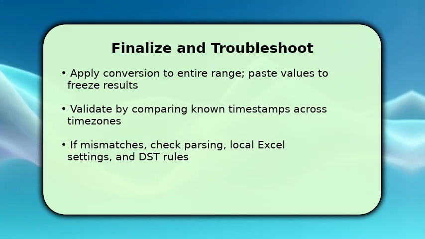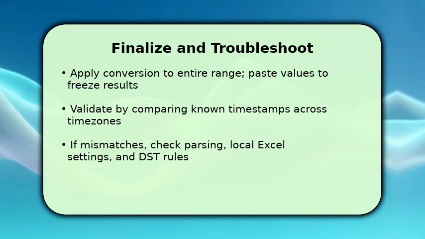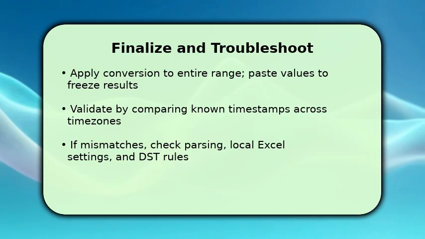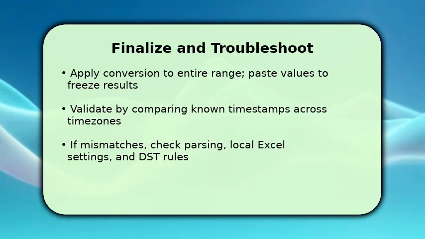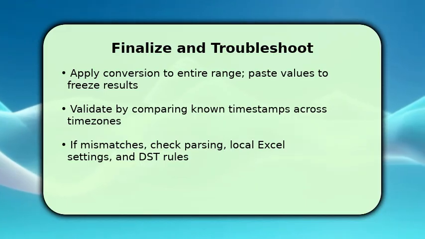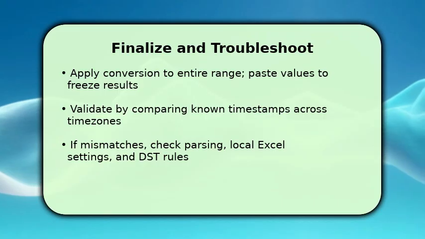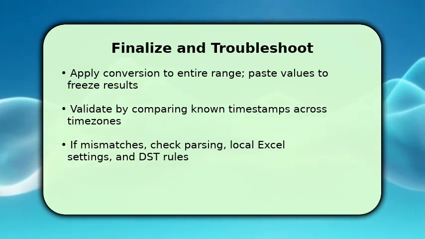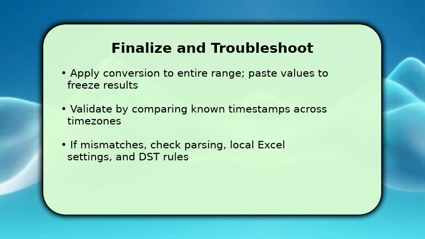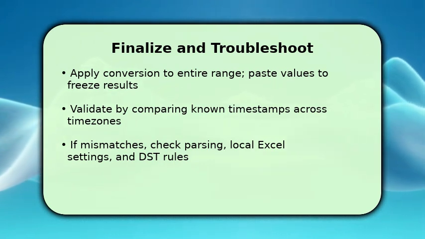Once done, validate by checking several known reference times across time zones to ensure accuracy. If you see mismatches, make sure the original values were parsed correctly, confirm Excel's regional and system time zone settings, and verify DST handling. Adjust with a lookup table if needed. Finally, save a copy before mass changes so you can revert if any systematic error appears.